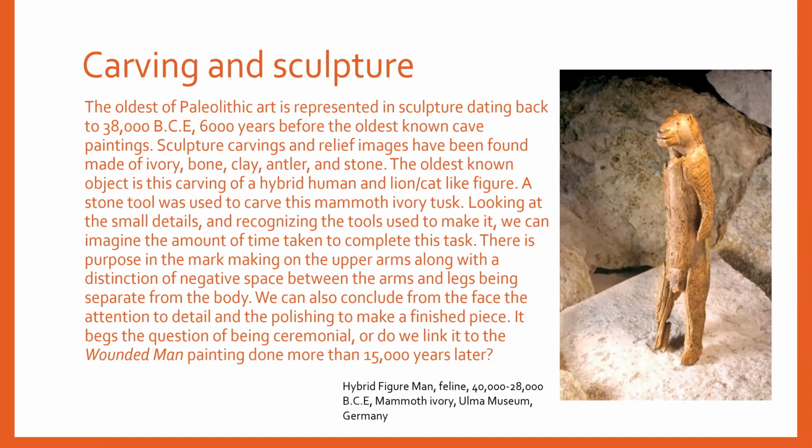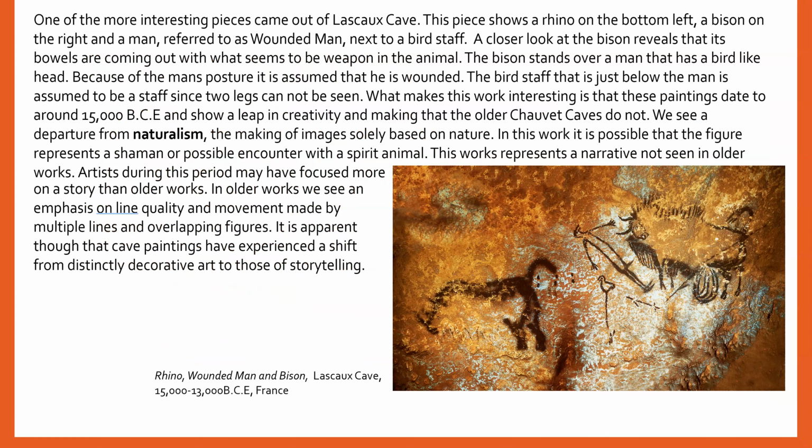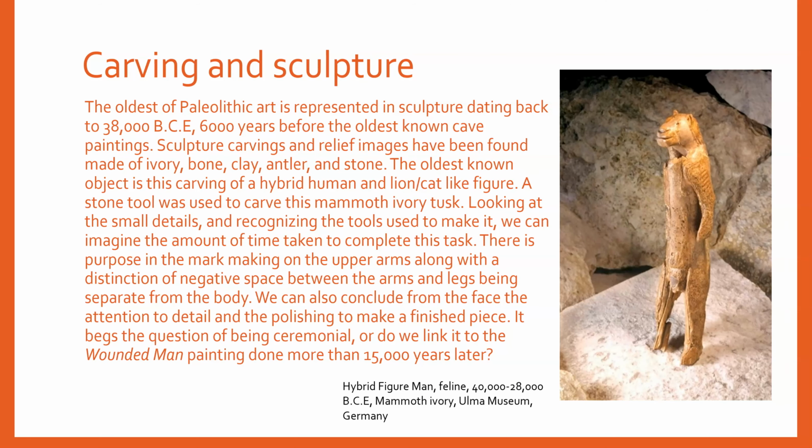Now, it wasn't just paintings that were being created, right? We have carvings, we have sculptures. This one is all from a mammoth tusk, and it is a standing feline figure. So when we think of the shaman and the part animal, part human, we have another representation of it here. This being the oldest sculpture that we know at 38,000 years old is really interesting because of this standing posture.